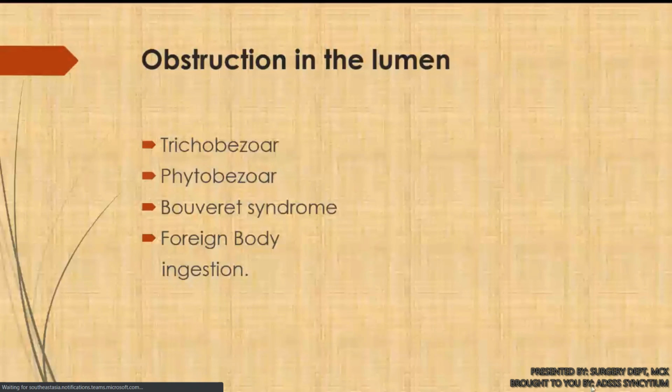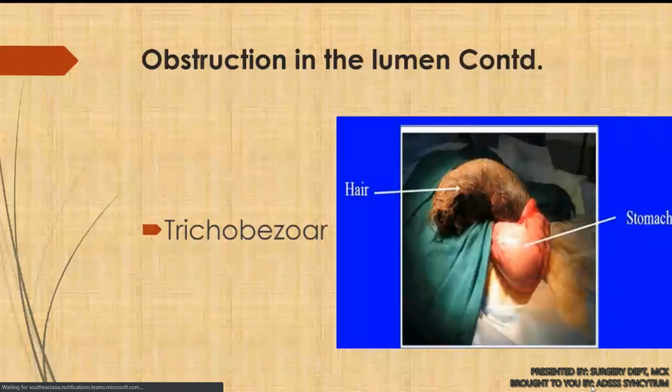Rapunzel syndrome is there. Foreign body ingestion also causes gastric outlet obstruction. This is a picture of trichobezoar, full of hair. Usually psychologically ill patients, females, are more affected. Young females, psychologically disturbed patients usually form trichobezoar.